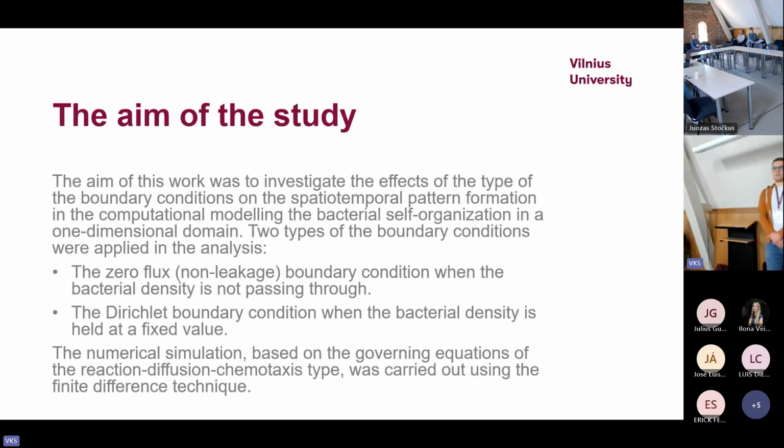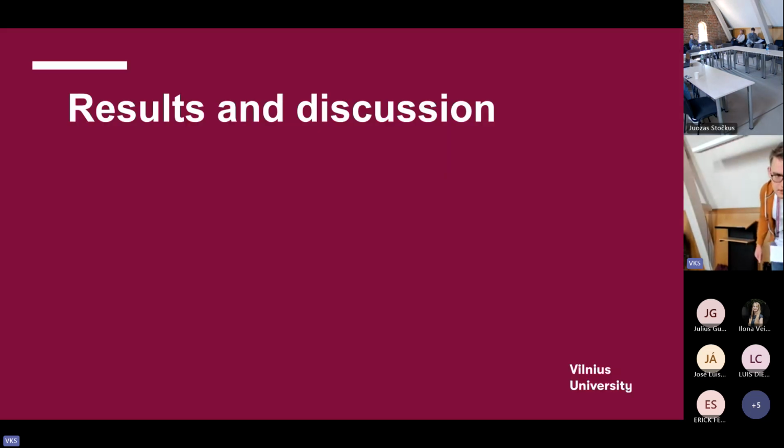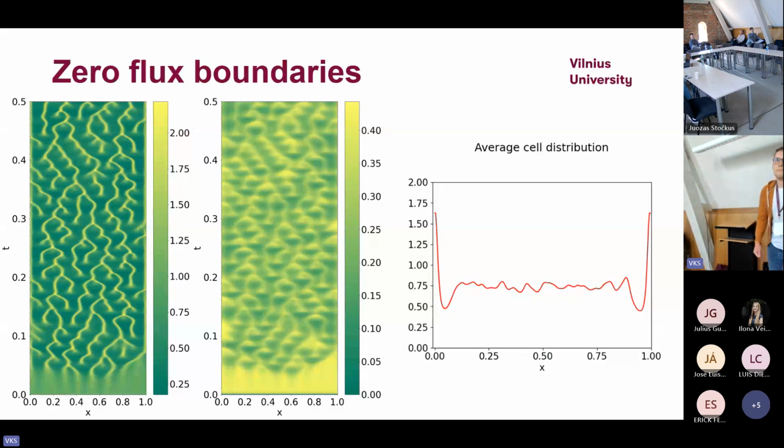So what was done in this study in particular? We wanted to focus on the boundary conditions. Two main boundary conditions were taken into consideration: the zero flux boundary condition, which is when the bacterial density is not passing through the boundary, and the Dirichlet boundary condition, which is when the bacterial density is held at a fixed value at the boundary. The numerical simulation based on the governing equations of the reaction diffusion chemotaxis type was carried out using the finite difference technique. So let's take a look at the results.